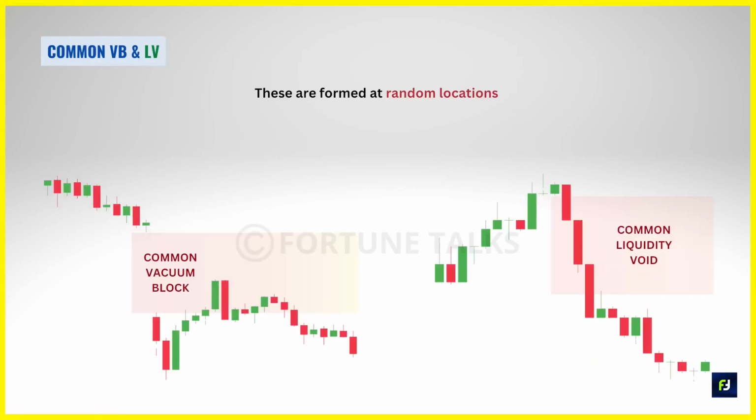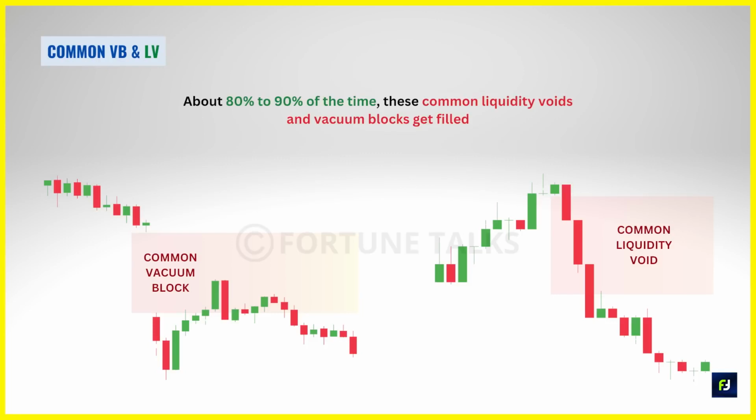Common liquidity voids and common vacuum blocks appear randomly on the chart. Often there is nothing more to their formation on the chart beyond their mere appearance. These are formed at random locations, or in other words, they have no underlying price action meaning in the market, or maybe not something that I know of. But one observation that I have made is that these common voids and blocks are formed within ranges. That is, when the market trades between a certain range, you will come across them. And 80 to 90% of the time, these liquidity voids and vacuum blocks get filled.